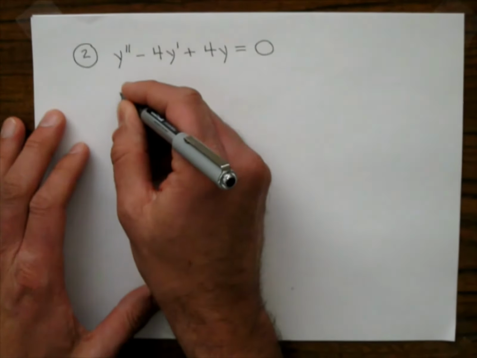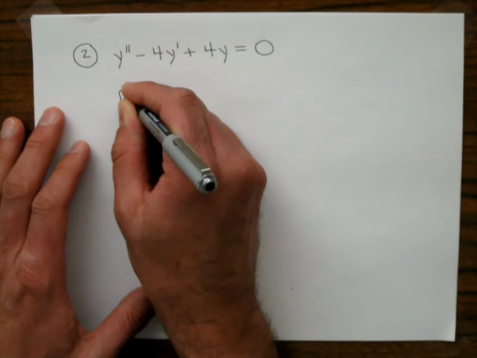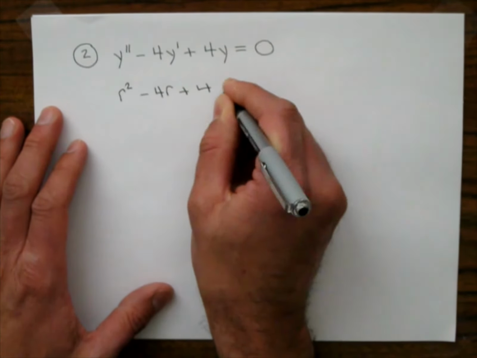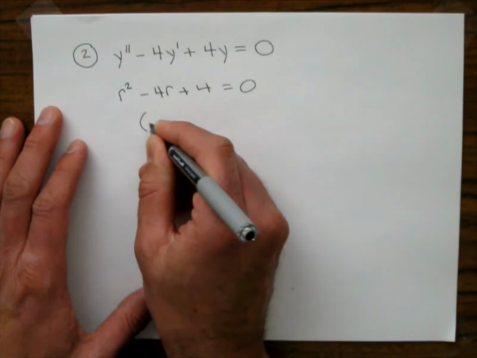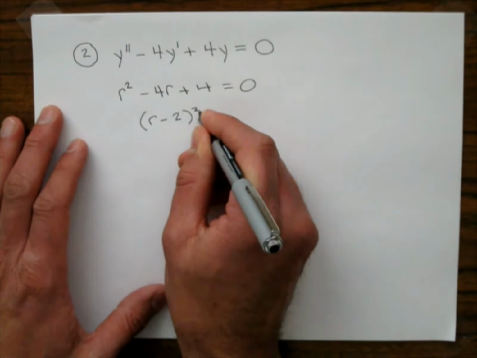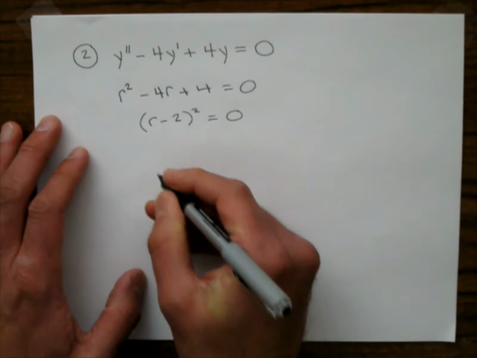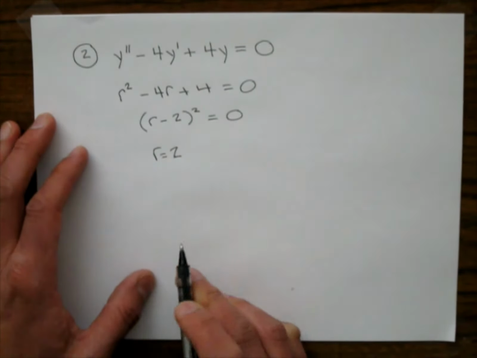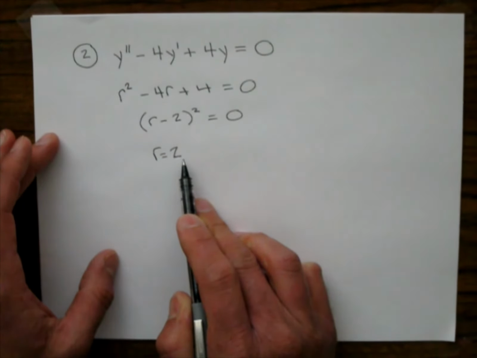I'm going to jump right to the auxiliary polynomial, and then if I set it equal to 0, that's the auxiliary equation. r squared minus 4r plus 4 equals 0. And then this one's a little easier to factor than the other one: r minus 2 quantity squared equals 0. What I end up getting on this problem is an r value of 2, but it has multiplicity, or we were calling it algebraic multiplicity 2.